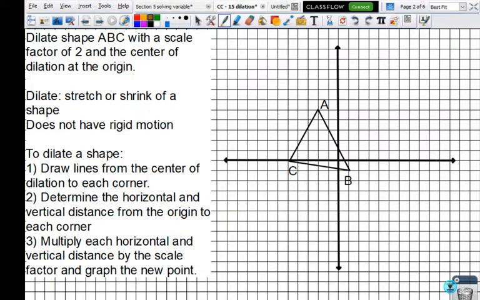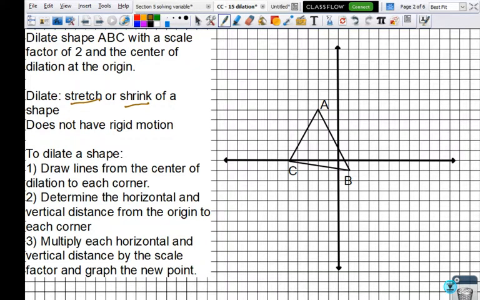So a dilation is a stretch or a shrink of the shape. When we do translate, rotate, reflect, those all have rigid motion. Remember, rigid motion means it's the same shape, we're just rearranging it. It's like if you took your calculator or Chromebook, you can move it around, you could flip it, you could rotate it, but it still stays the same shape. It doesn't get smaller or bigger. Dilation is not like that. Dilation is a stretch or a shrink. So it's going to get bigger or it's going to shrink smaller.